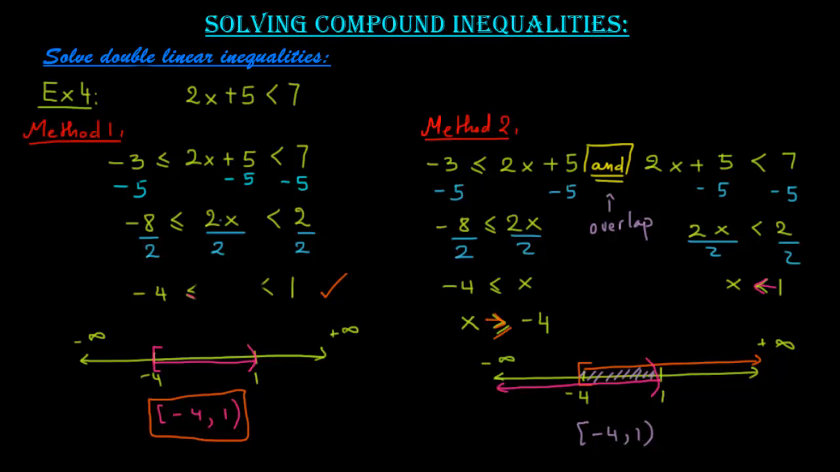So this method has its own advantage. I believe this one was better than method 1. First of all, because we practice a lot with this type of problem. And the second thing is we know what to do. We know we're looking for the overlap. The other one, you have to make sure the statement is true to say x between -4 and 1.